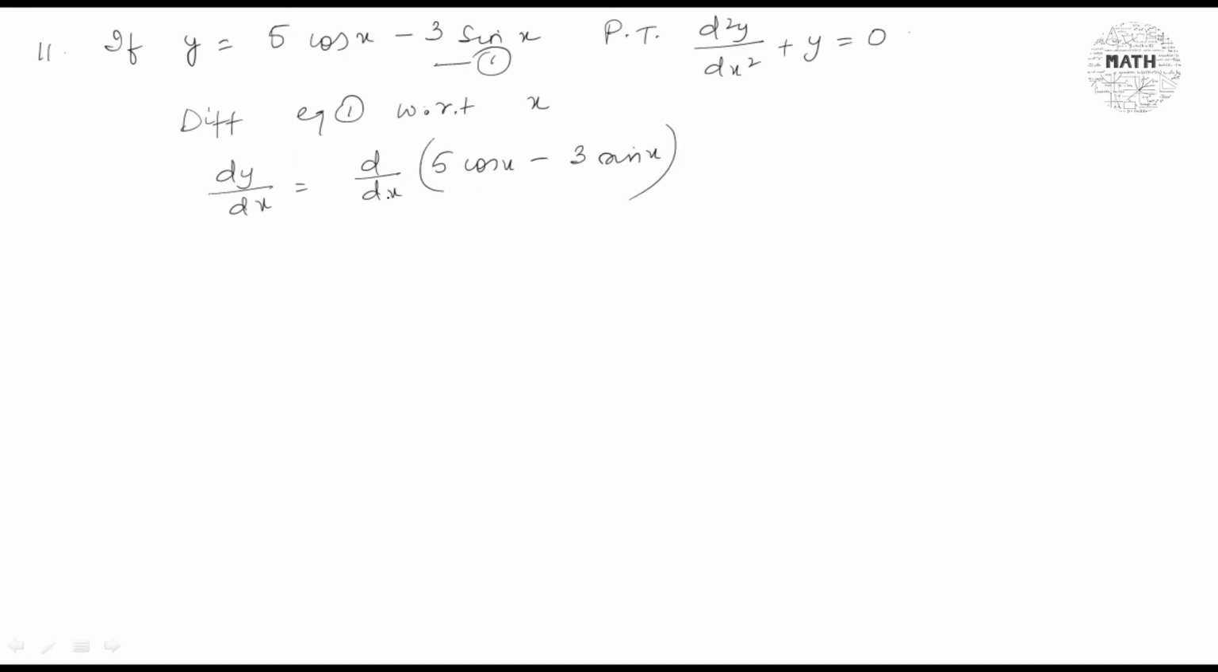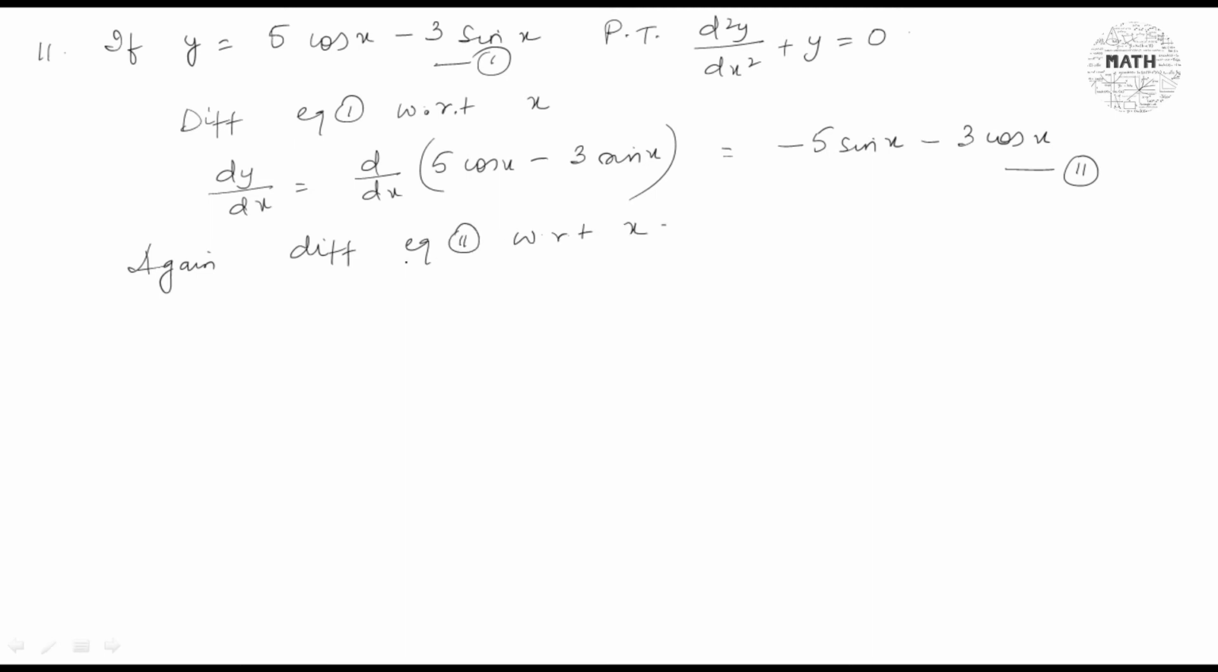So if I differentiate d by dx of 5 cos x, I'll get here minus 5 sin x. Similarly, d by dx of 3 sin x will be minus 3 cos x. So let me call this equation number 2. So again, differentiating equation 2 with respect to x.